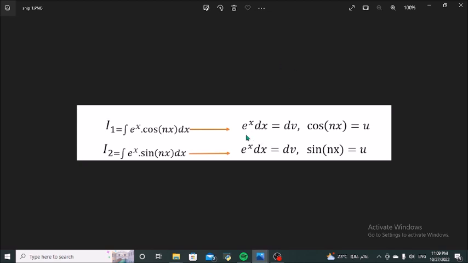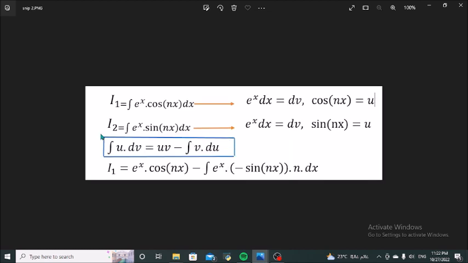For simplicity, of course, it would be very difficult to solve if we assume the opposite. So the best assumption is to assume that e to the power x dx equals dv and cosine nx equals u. Why? Because the integral of e to the power x is itself. The second integral is the integral of e to the power x sine nx dx. Here also we'll consider e to the power x dx equals dv and sine nx equals u.